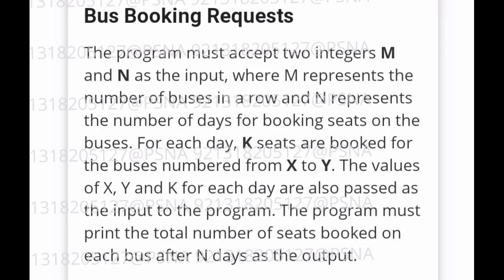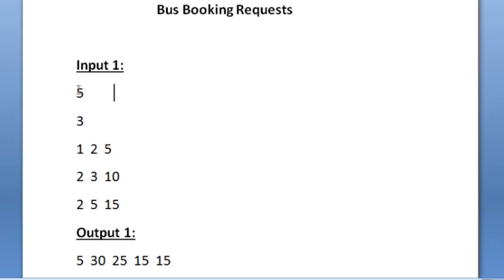This is the question asked in today's SkillRack daily challenge. In the first line of our input, we are given the total number of buses. So here the number of buses is equal to 5, and initially the number of seats booked in all the buses will be 0. And in the next line we are given the value of n.